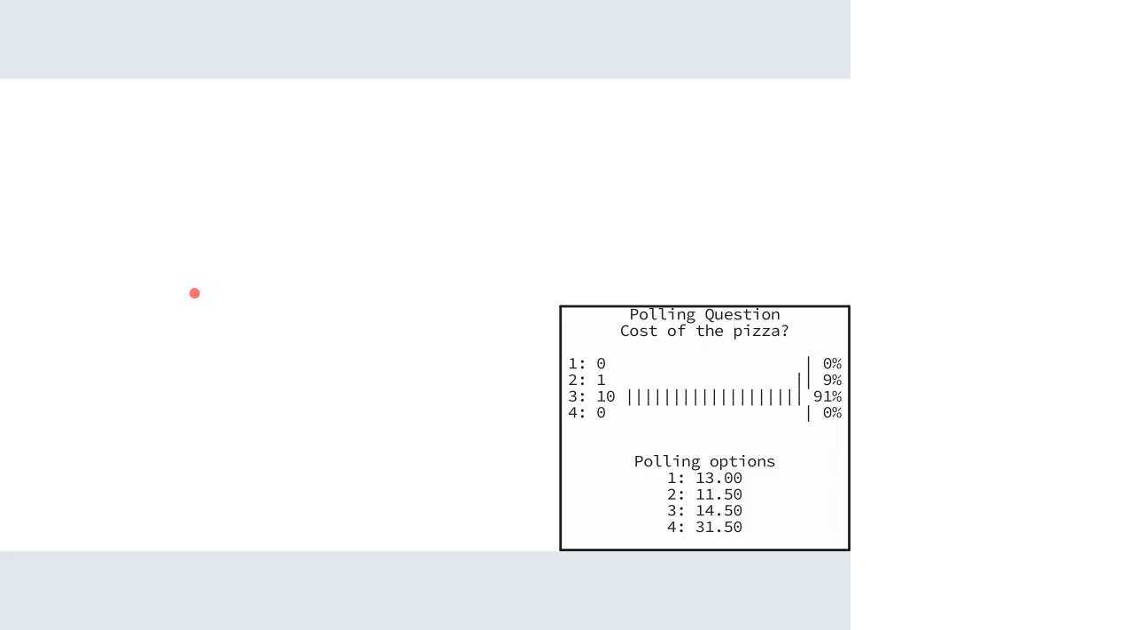Let's see where we are on this one. Okay, not unanimous, but definitely strong agreement. That's very good.